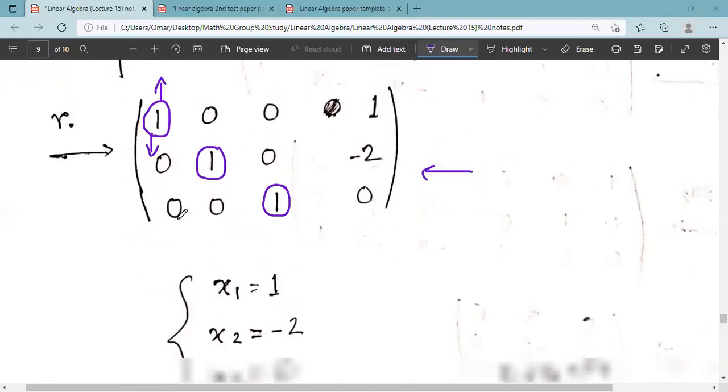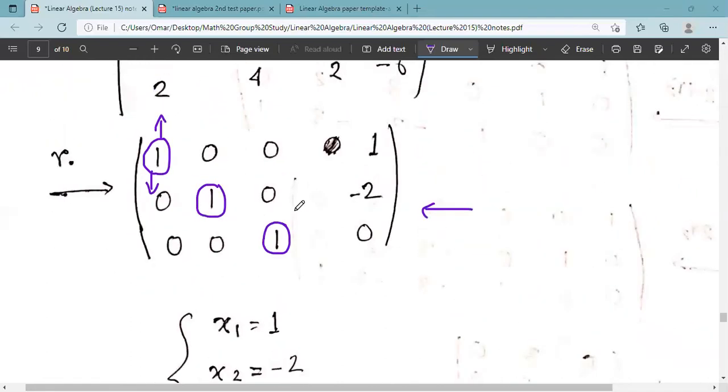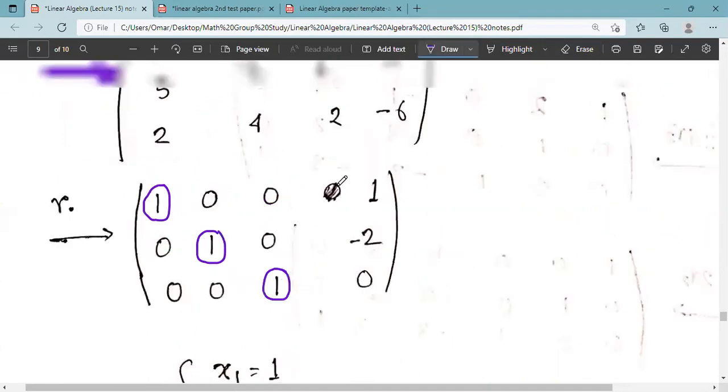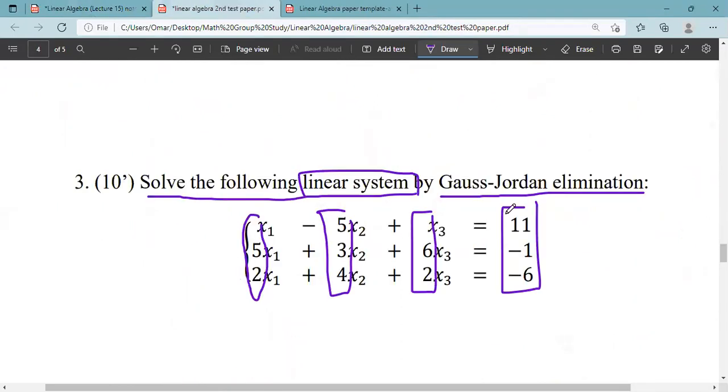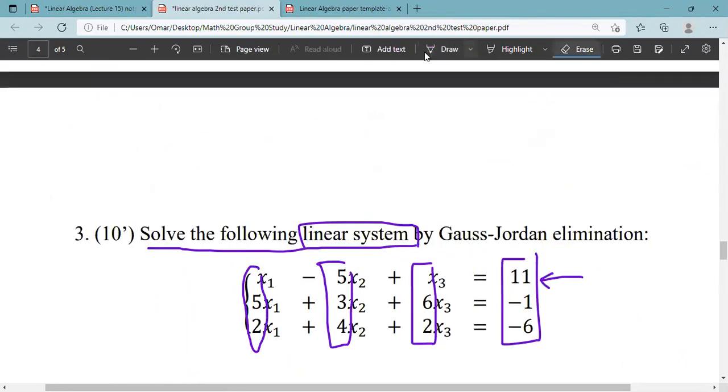So this is the RREF form, right? And then we have to write down the value of x1, x2, and x3. If you look at this part, this 1, minus 2, and 0, they came from the constants. You can say this was d, or any constant, on the right side of the equation.